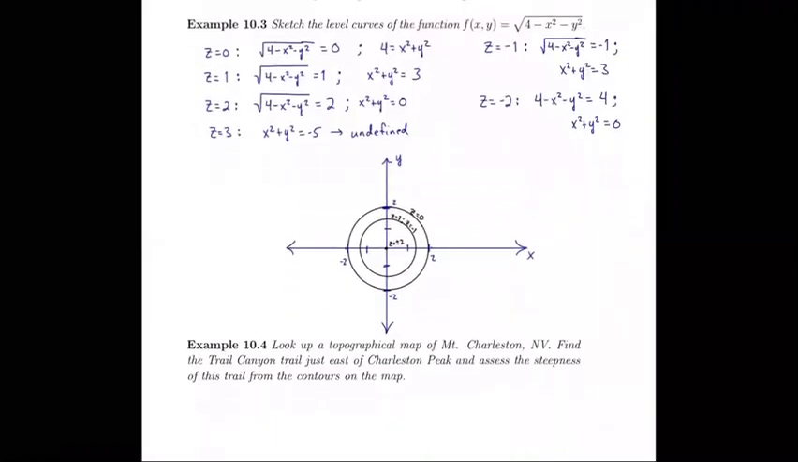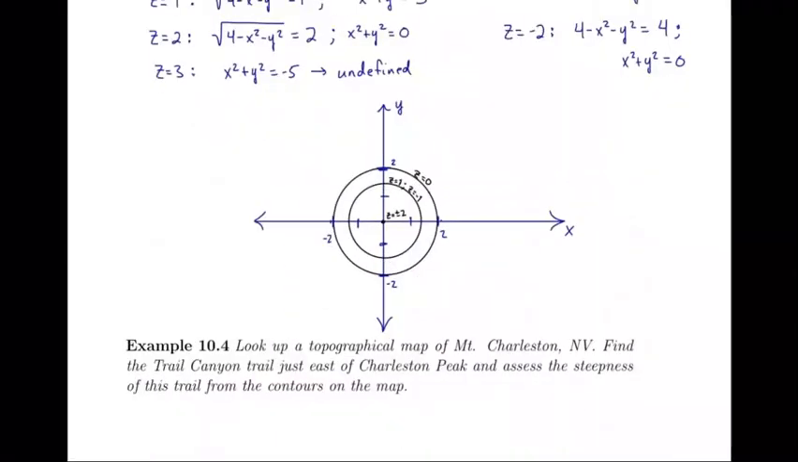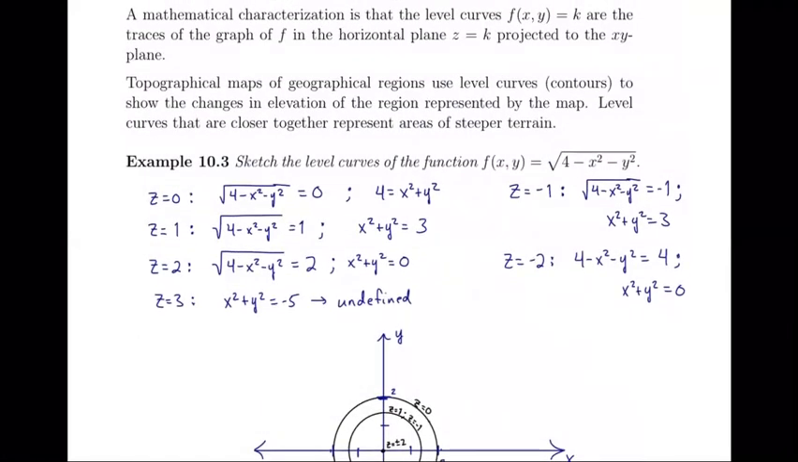Okay, so the next example below brings us to what the idea of level curves is sort of begging us to think of, and that's a topographical map, or a topographic map. This example is asking us to look at a topographic map of our local Mount Charleston, and to find a trail called Trail Canyon, which is just east of Charleston Peak, and then assess the steepness of this trail from the contours of the map. So it turns out that a topographic map, and this is stated up here, uses level curves to represent elevation or changes in elevation in the map. Level curves that are closer together represent areas of steeper terrain.